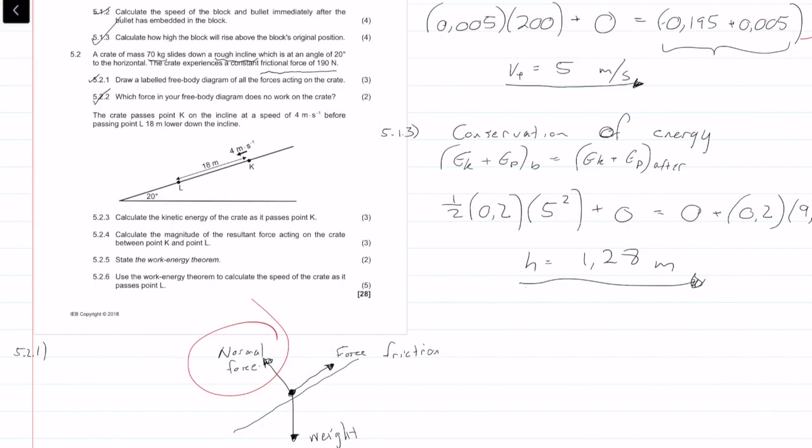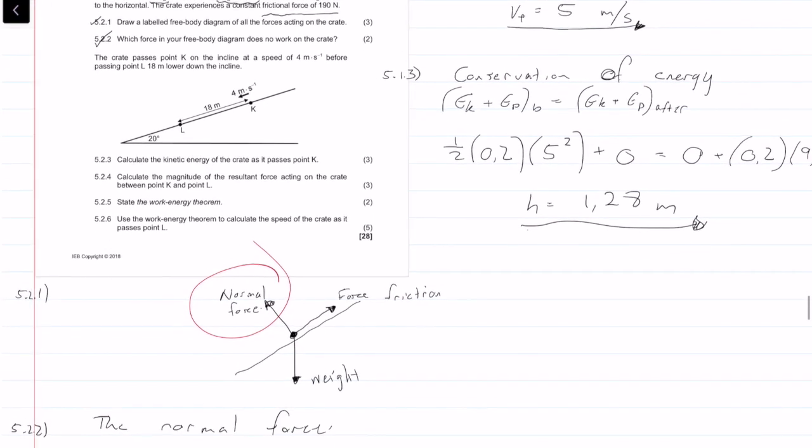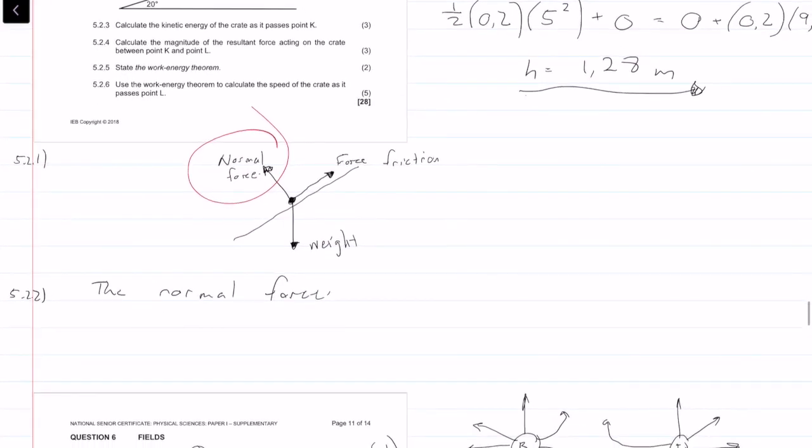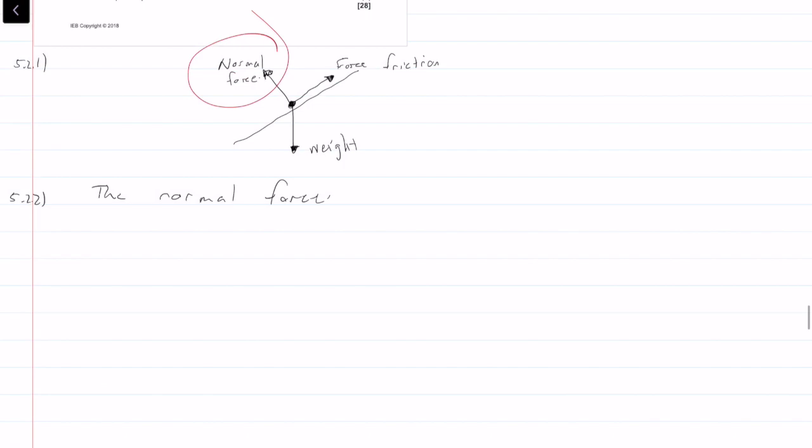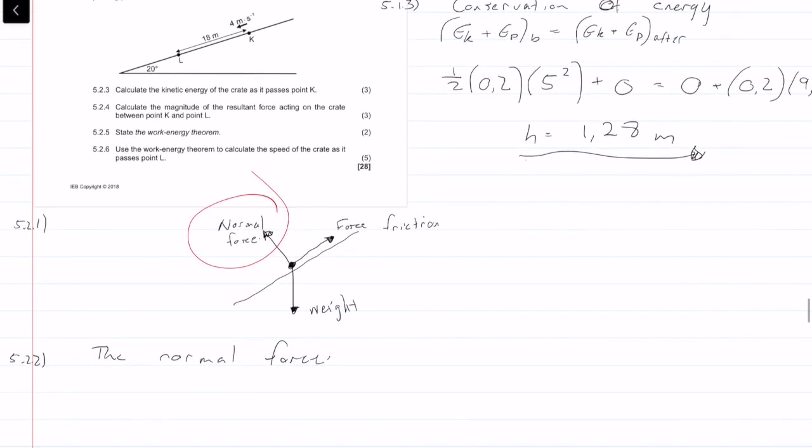Okay, then it says the crate passes point K on the incline at a speed of 4 meters per second before passing point L 18 meters lower down on the incline. Calculate the kinetic energy as it passes through K. Okay, so we want the kinetic energy as it passes through K. So not too difficult. Let me give myself some space.